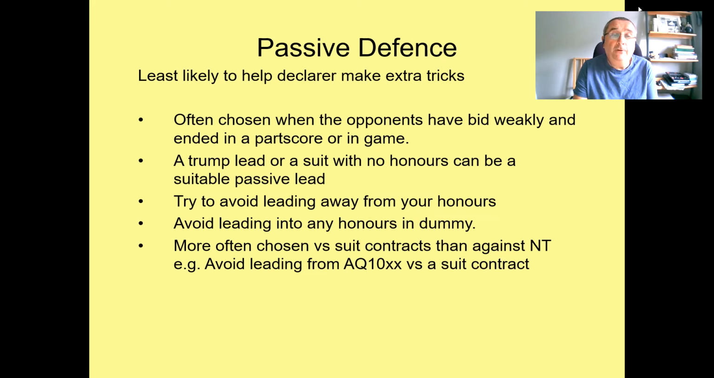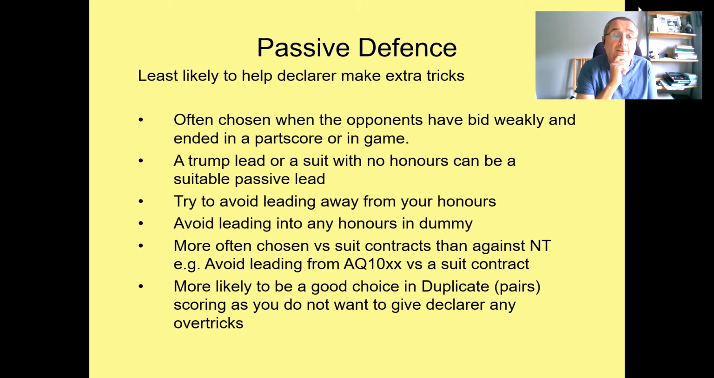So for example, if you've got a holding like ace, queen, 10, x, x, if you were on lead against a suit contract, that would be quite a risky lead. It could easily help declarer make one or more tricks, and you may not get many tricks back. But if you had that 5 card holding against no trump, that would be more attractive. So in other words, leading from ace, queen, 10, x, x is not a passive lead, it's an attacking lead. And those attacking leads are more often chosen against no trump than against suit contracts.